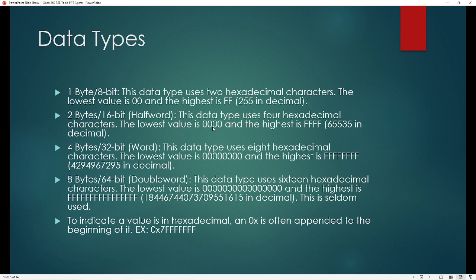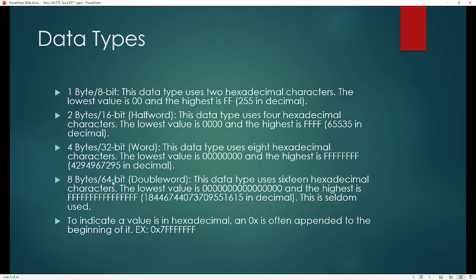Lowest is 4 zeros, highest is 4 Fs, 65535 in decimal. 4 bytes / 32-bit, also known as a word. This data type uses 8 hexadecimal characters. Lowest value is all zeros, highest value is all Fs, being approximately 4 billion in terms of a number.